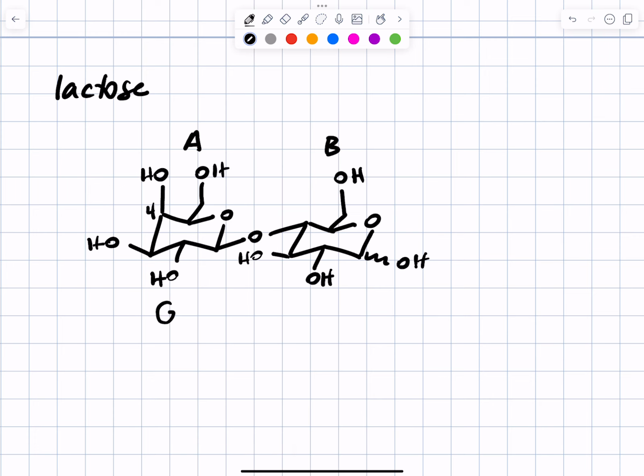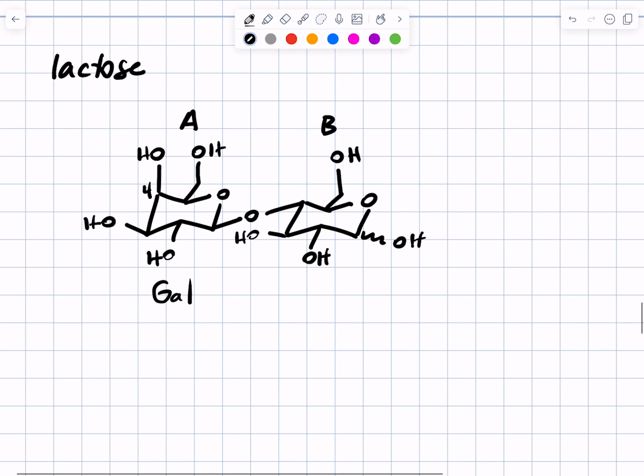People will abbreviate galactose with the 3-letter code GAL. You're not going to need to memorize that, but you may see me do that so I don't have to write out galactose. Then what about subunit B? What's that? That is glucose. Easy. All the groups are equatorial.